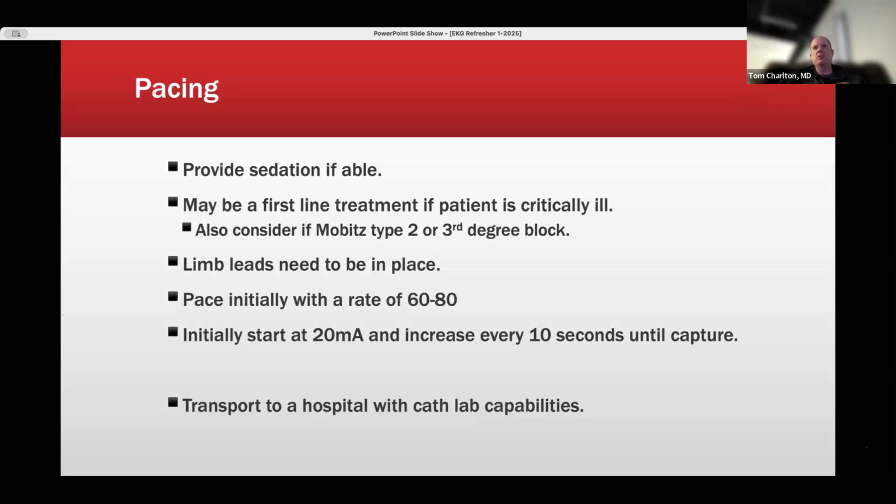So after we get capture, if they're still unstable, we can turn up their rate to a reasonable degree until we get improved stability. Obviously, we're going to be trying other things with this, like IV fluids and potentially push-dose epinephrine and things like that. But don't forget, you can adjust your rate as well.